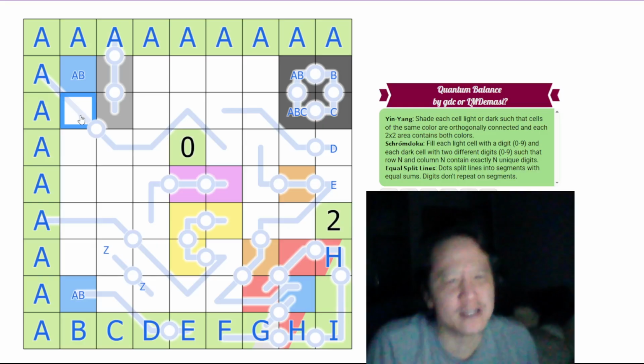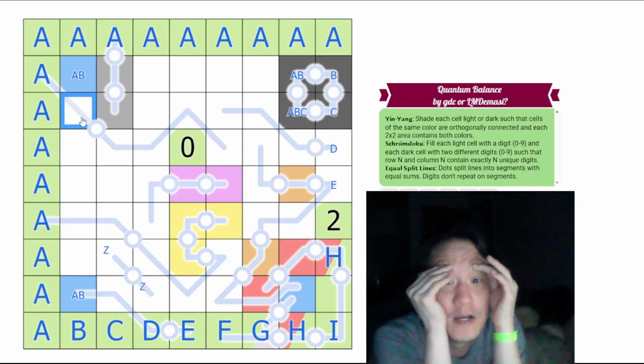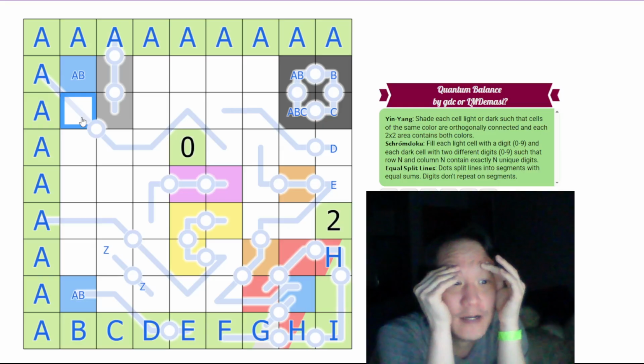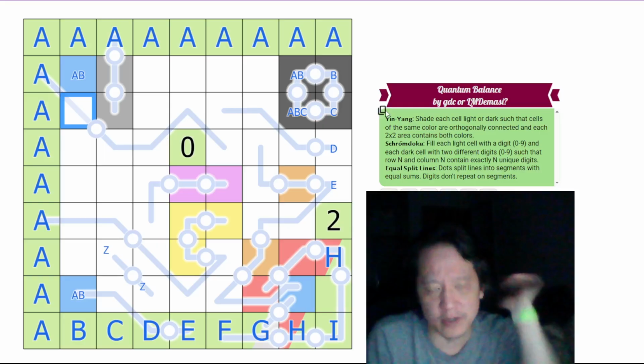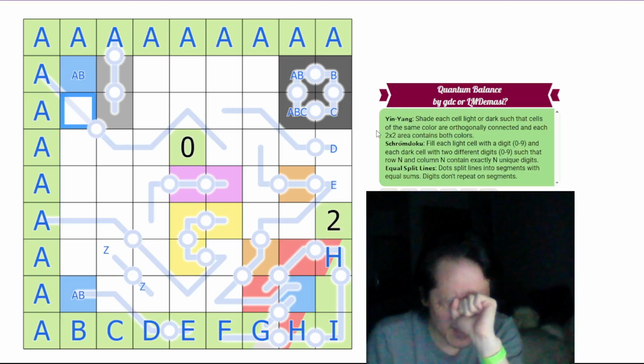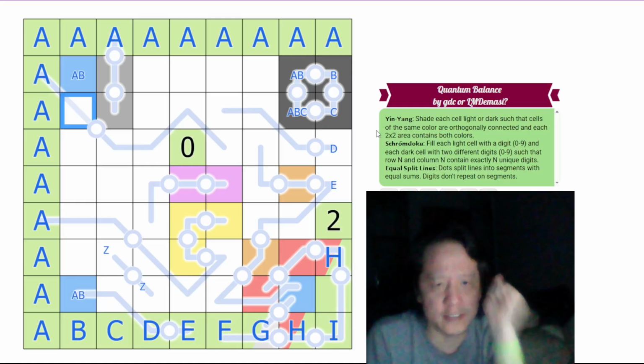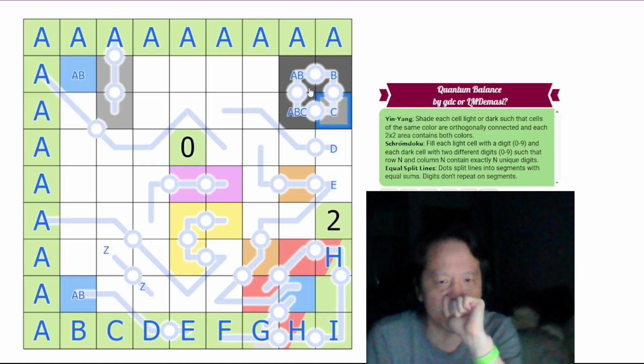Oh, I guess it could contain B and C. No! Okay. Maybe we can do this. Maybe this can be okay. Digits cannot repeat on segments. That's actually very important.